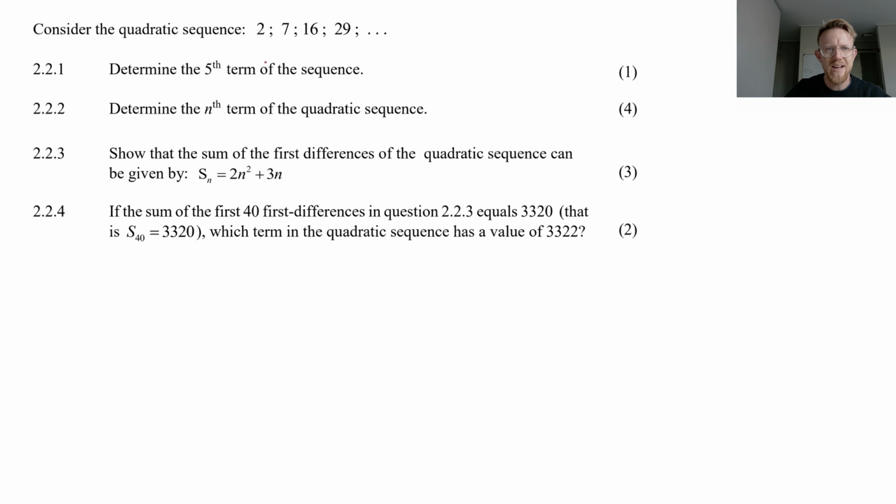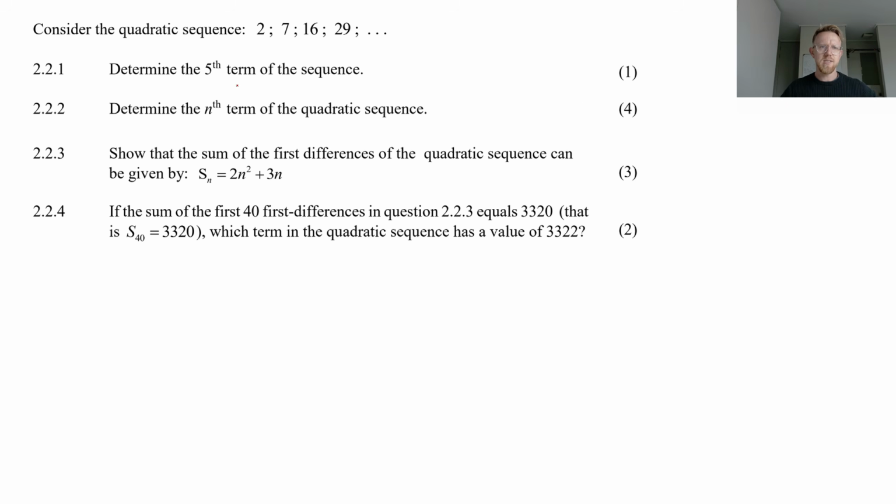Consider the quadratic sequence 2, 7, 16, 29. Now, guys, you're going to get some amazing marks here because that's an easy question. Here they're asking you to find the nth term. You should all get full marks there. And then the rest might get a little bit interesting, but you should definitely be getting these two.